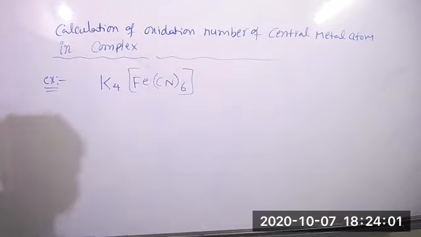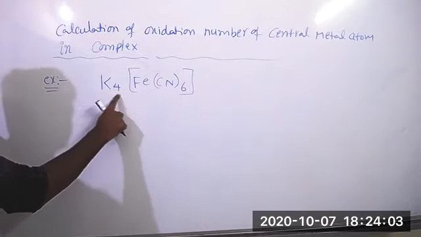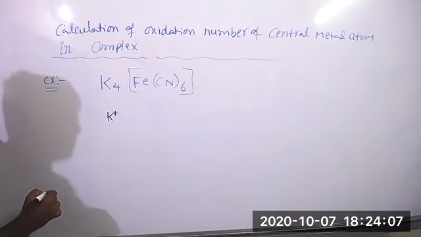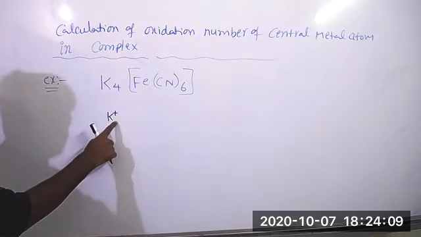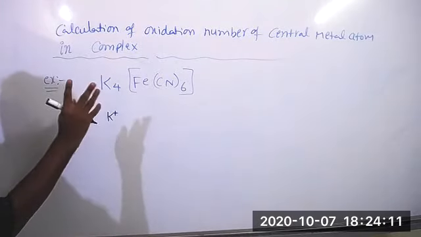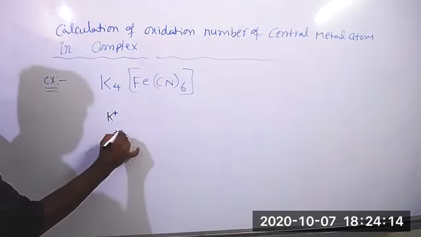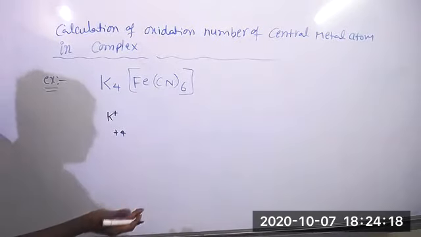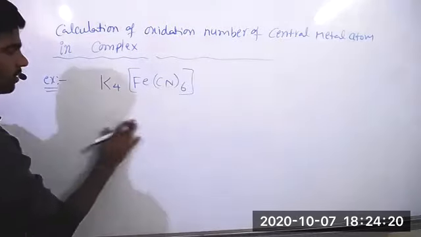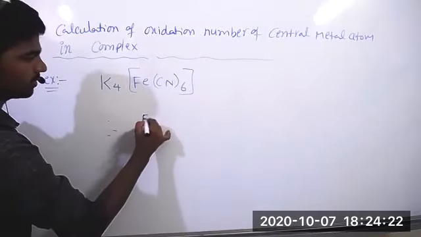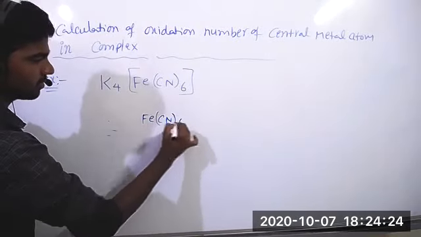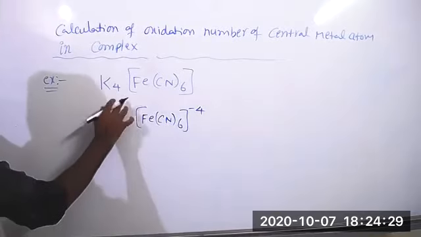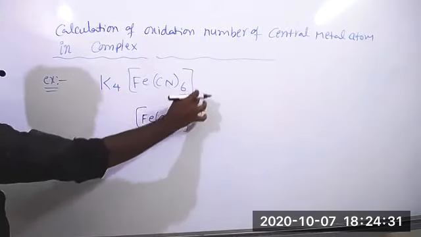Okay, see, here we have 4 potassium ions. You know potassium carries a +1 charge, right? So 4 potassium means 4 units of positive charge. To counterbalance, here you have to keep -4. So [Fe(CN)6] is -4. Now don't write potassium, leave it.